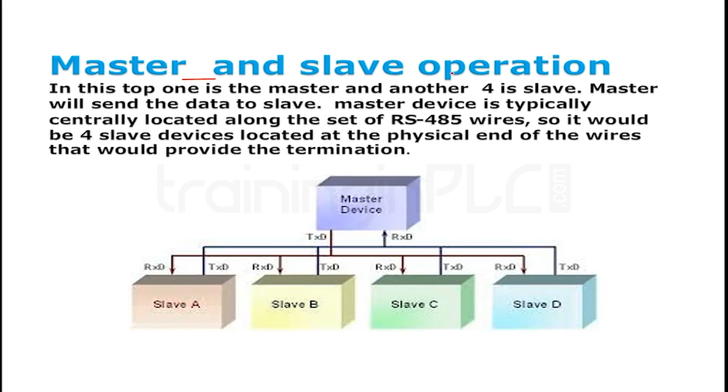If we see the master and slave operation, the top controller is called the master device and the bottom devices are called slave devices. The slave devices will not have control of the master device, but the master device will have control of all slave devices. Suppose some information has to be sent from slave A to slave B, then it is not possible. The information first has to be sent to the master, and the master will send it to the other slave devices. Here only master and slave communication is possible, not slave to slave.